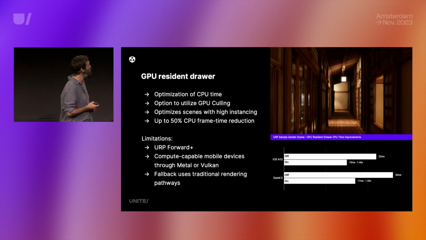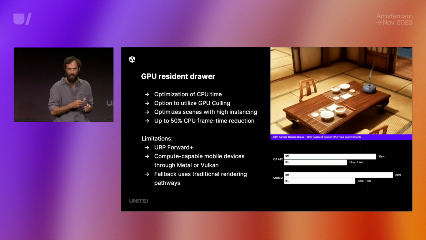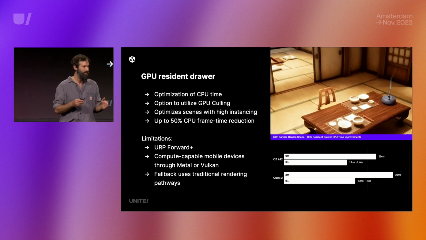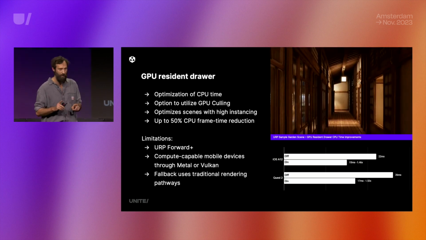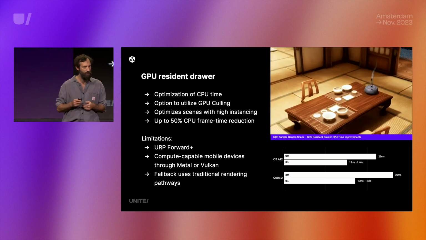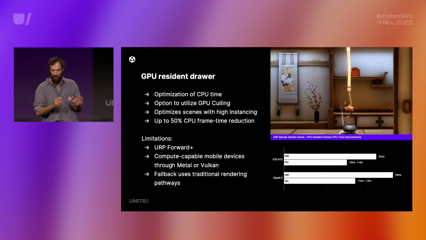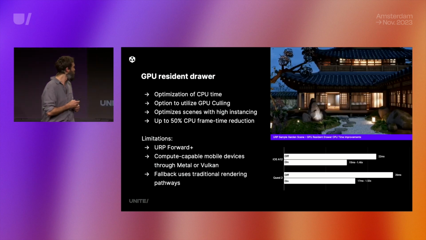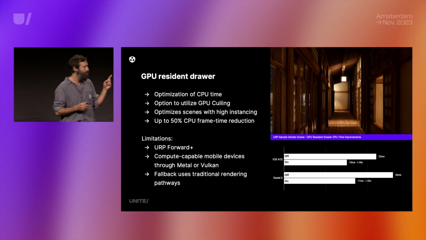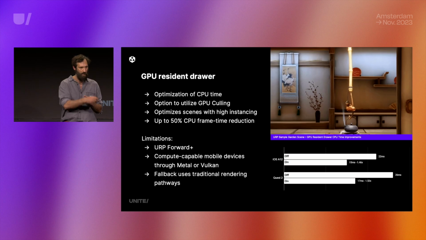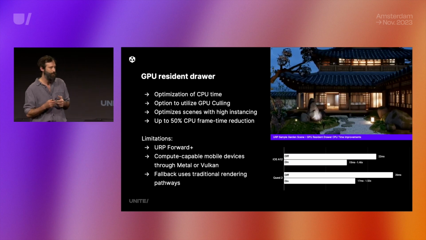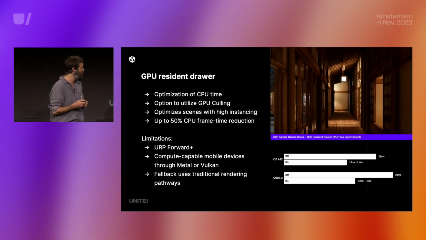First, the GPU resident drawer that we've seen this morning in the demo is available in URP. It's deactivated by default at the moment. So if you download the latest version of URP, it's already there, but you can activate it. The reason is that it's limited to Forward+ and to compute-capable mobile devices. But there is an auto fallback if you don't have a compute-capable device.